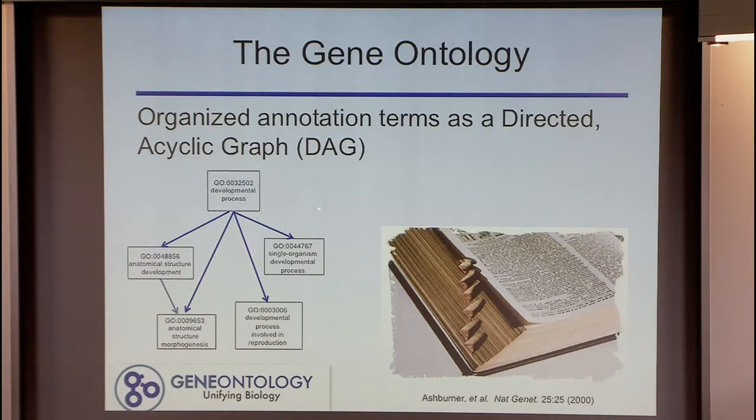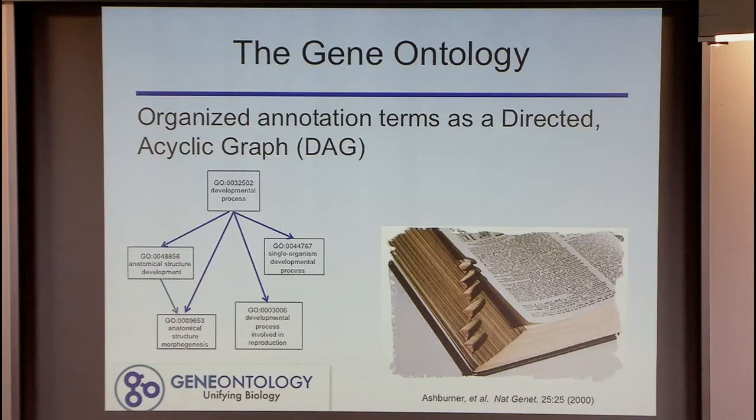It's represented as a directed acyclic graph, so there are more general terms at the top and more specific terms at the bottom, and they can inherit from multiple parents. There are also colors of edges basically saying, are they examples of, are they regulated by, are they part of a process?